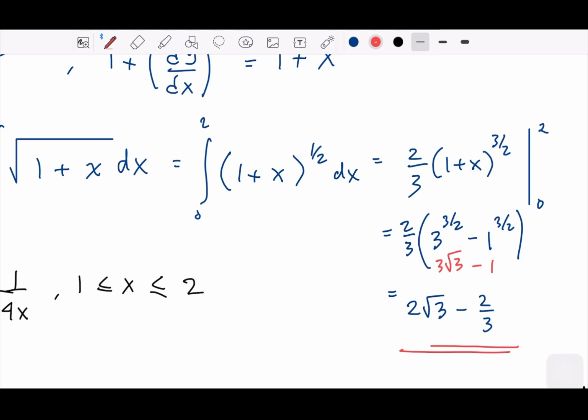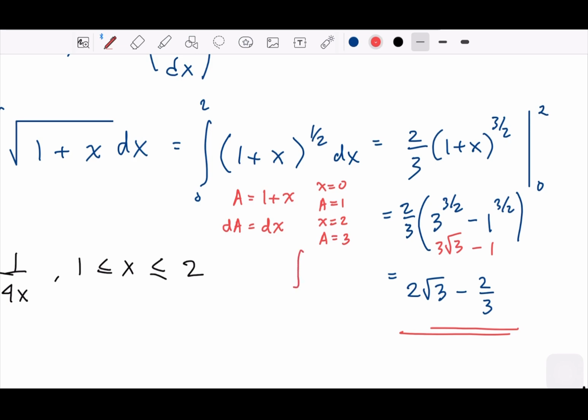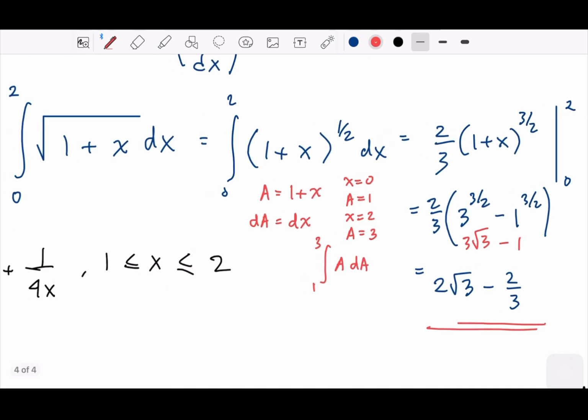You can also use substitution like I made before. You can make this, and da is equal to dx. For x equal 0, a equals 1. And for x equal 2, a equals 3. So the new integration becomes 1 to 3 of the square root of a da. The same, I think the same results.